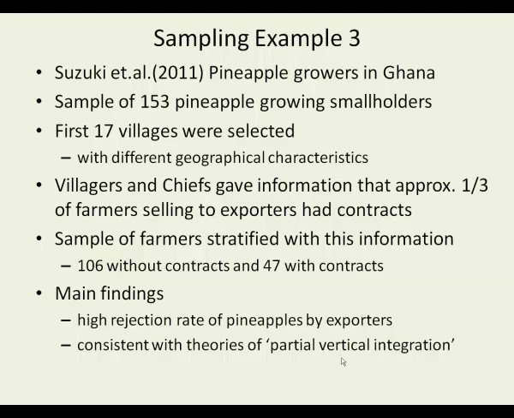And of course the argument is that then they have to take the risk themselves, whereas in this system, if the pineapples are not good enough for the exporters, they reject them, and the farmer bears the loss. But there's partial vertical integration in that they still can have contracts with these people, but the contracts allow them to reject a large number of pineapples.